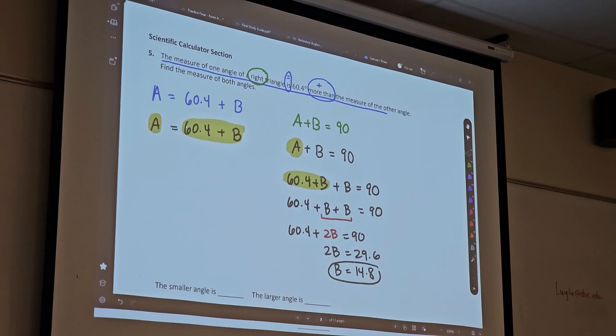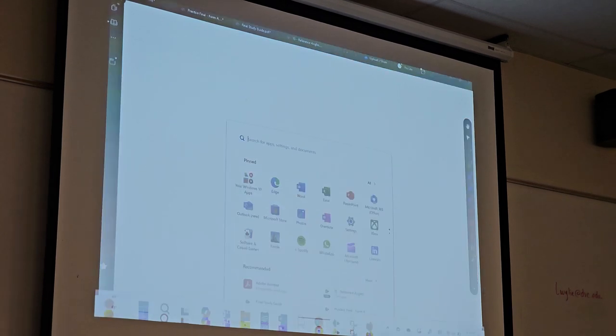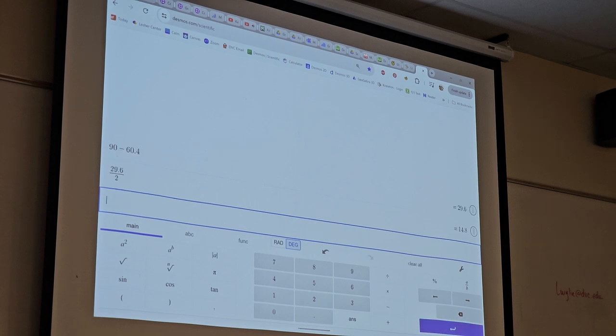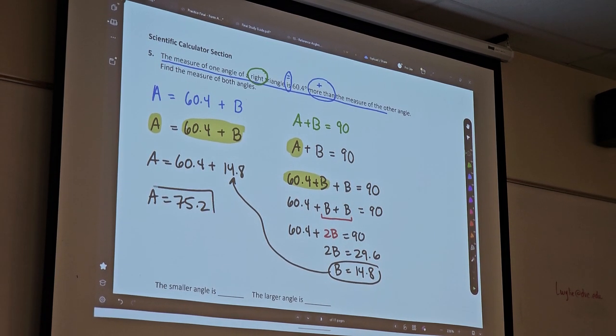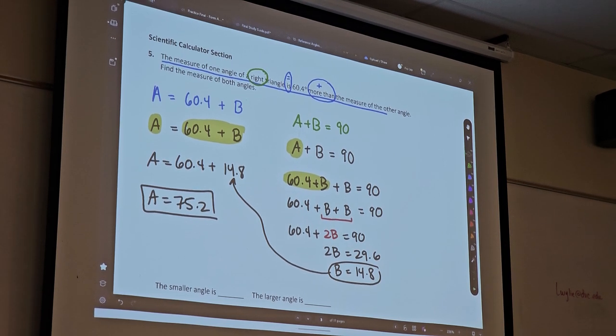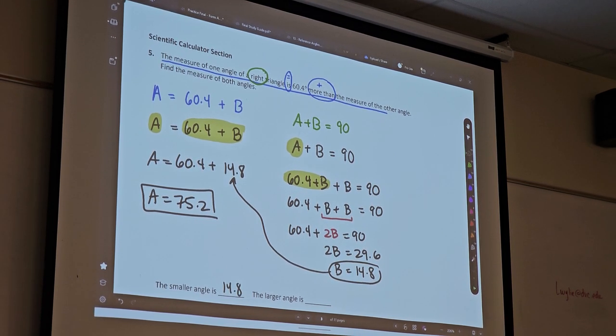Got one. How are you going to get the other? A is 60.4 plus B, 14.8. What did I say? 60.4 plus 14.8? 75.2. And then who cares the naming? So the smaller one is 14.8 degrees and the bigger one is 75.2 degrees. Good?